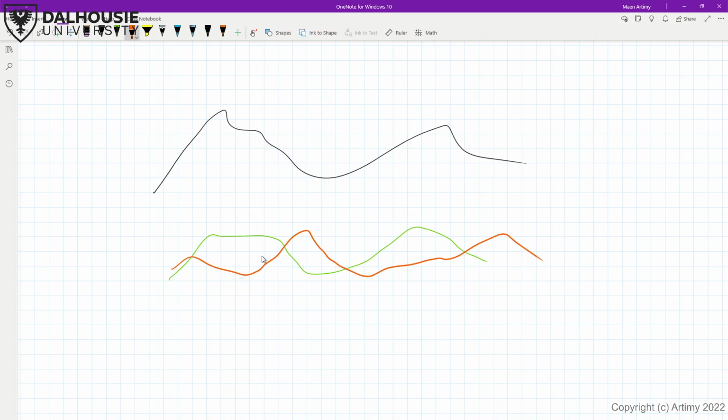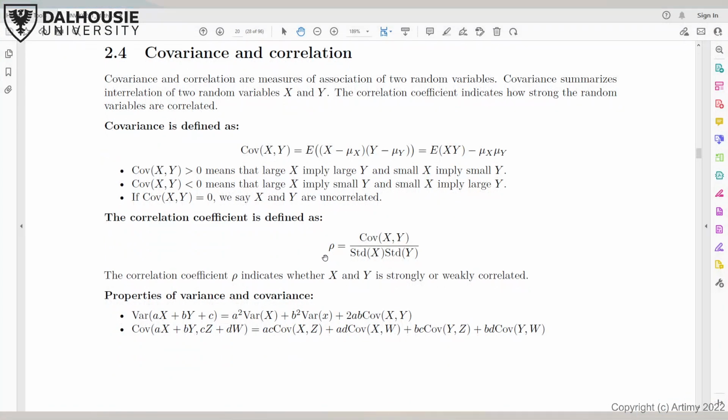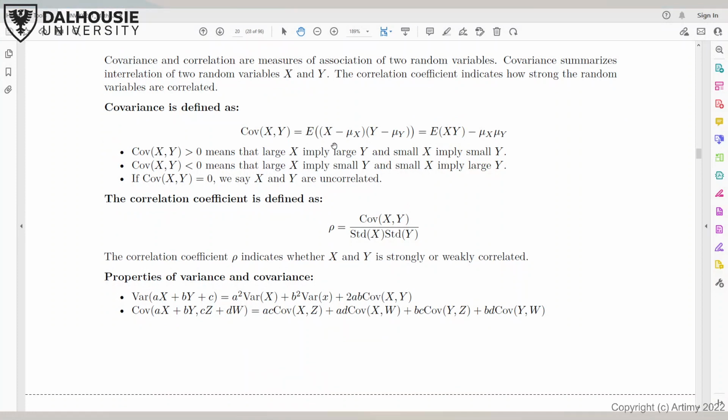So random variables, to measure the relationship between them, we use the covariance. And the covariance is given by this formula, where the covariance of x and y is the expectation of x multiplied by y, minus the expectation of x multiplied by the expectation of y.